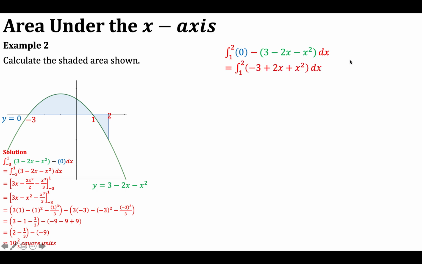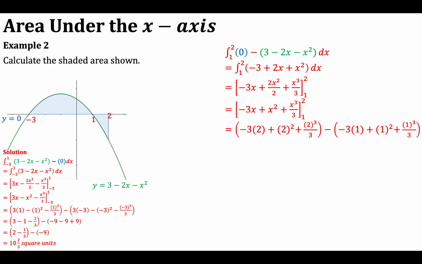So just simplifying that, I've got negative 3 plus 2x plus x squared. And integrating will give me negative 3x plus 2x squared over 2 plus x cubed over 3. This might seem familiar because it's the negative of the integral I had earlier. Okay, so it's almost like a checking method. You can check that you've integrated properly. That gives me negative 3x plus x squared plus x cubed over 3. Again, my limits are 1 and 2.